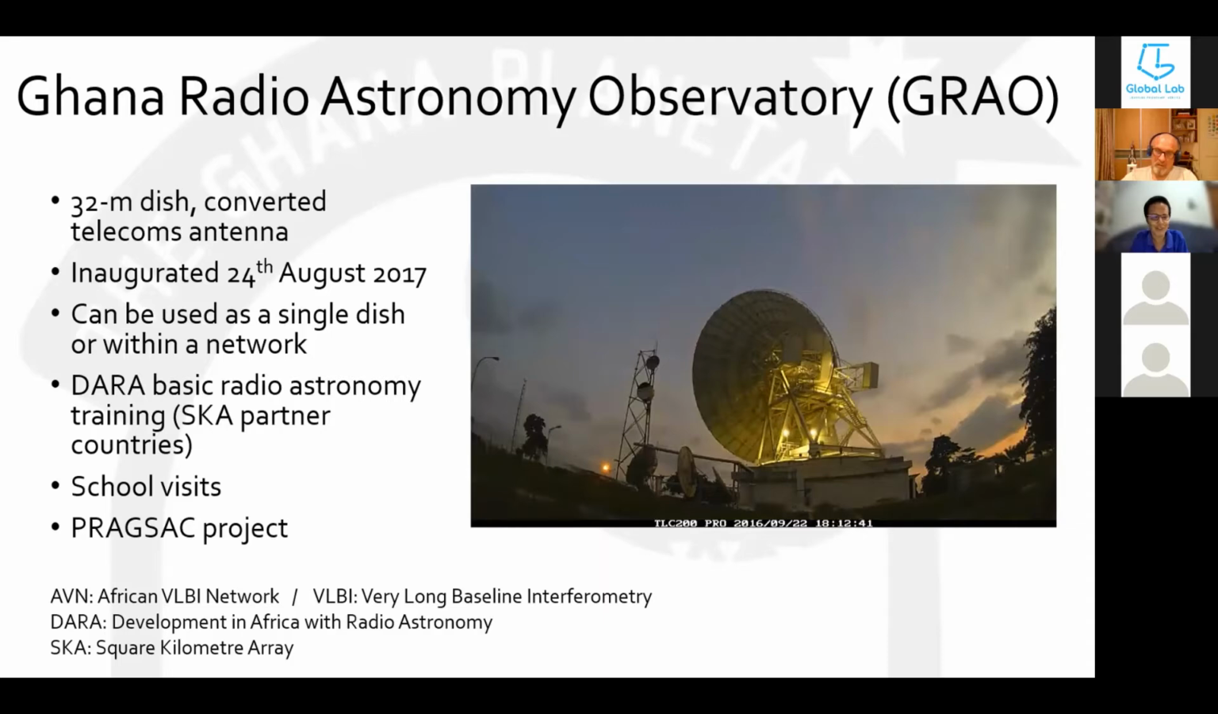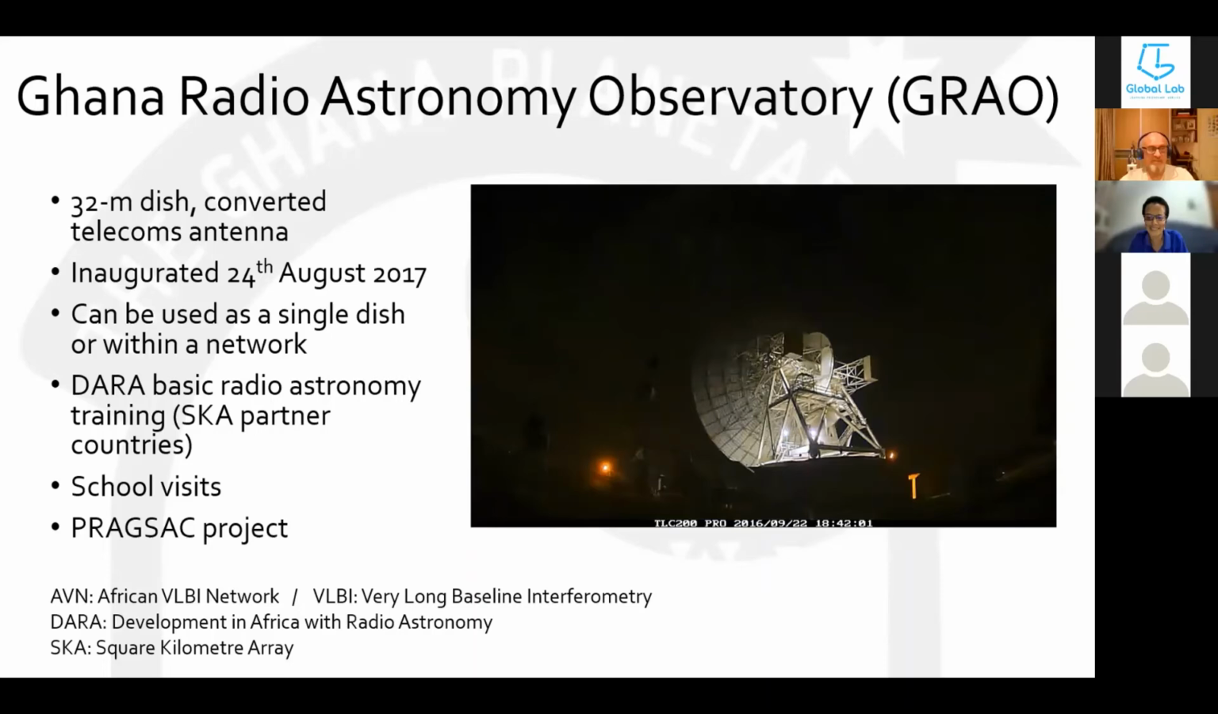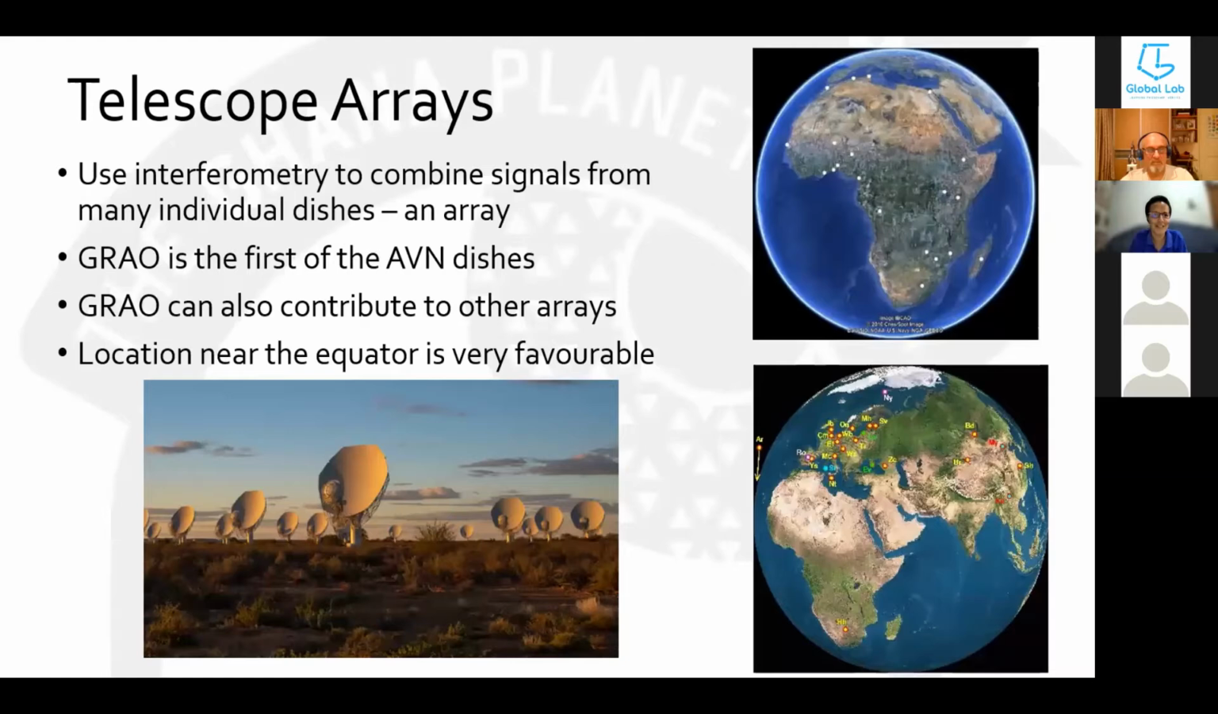Schools can visit. And it's also, if you like, related to the PRAGSAC projects. All of those I'll briefly talk about. So as I said, you can use a radio telescope on its own, but you can make more powerful observations if you combine a whole load of telescopes together.